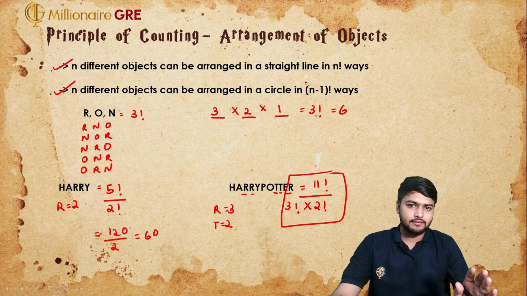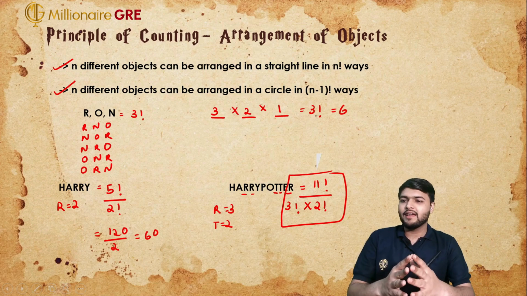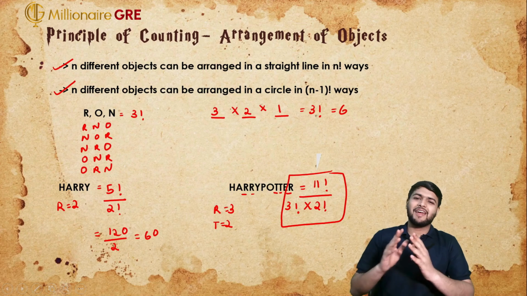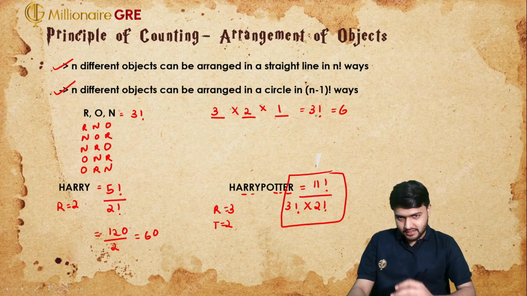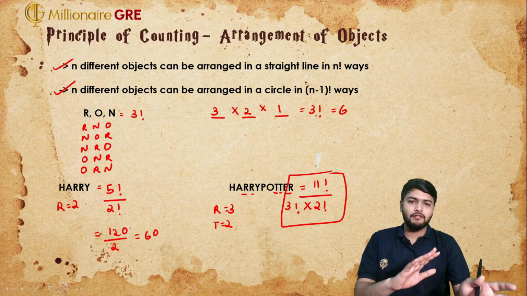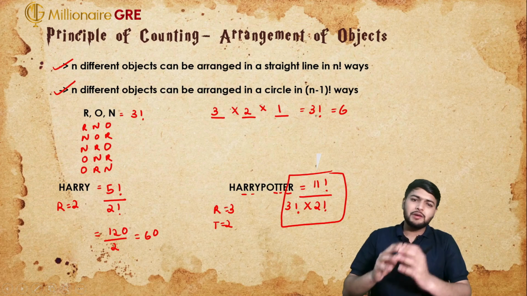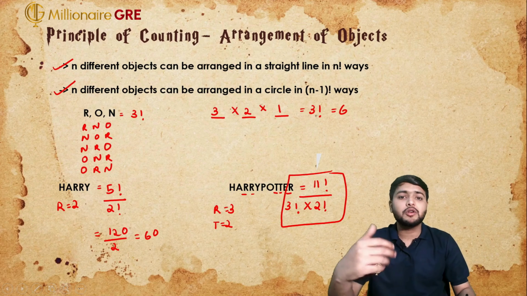letters of Harry Potter. So let me reiterate. N different objects can be arranged in a straight line in n factorial ways. N different objects can be arranged in a circle in n-1 factorial ways. We get this using the principle of counting, and you are advised to remember this.